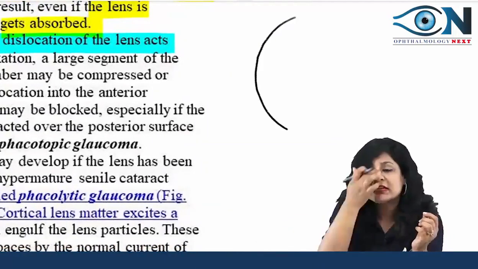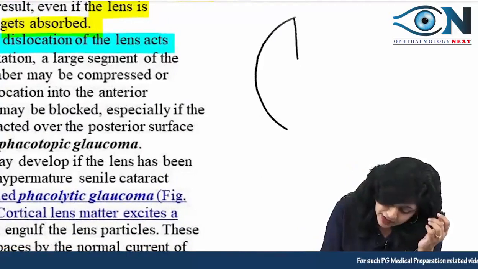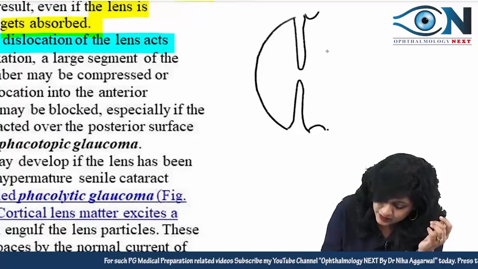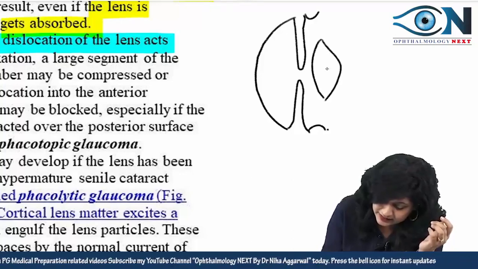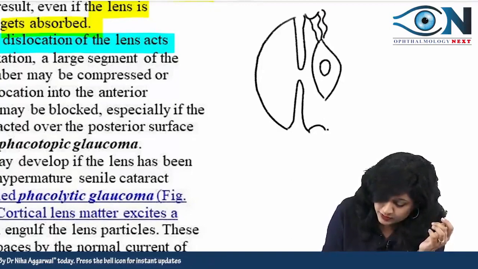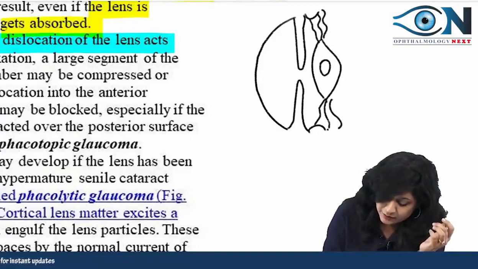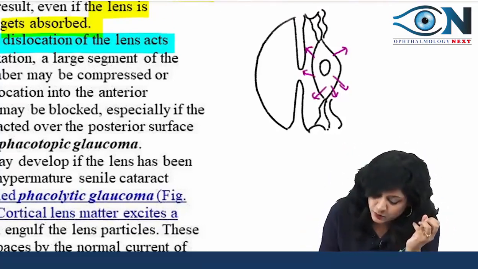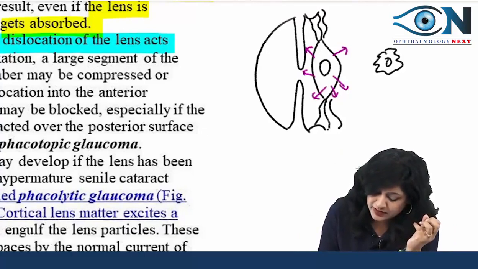Now let us assume another condition where I am having this iris here, we are having the ciliary body, and I am having this lens. This is the nucleus part. These are your zonules, something like this. Now, if I am having this disintegration of the cortex, the lens becomes very small and shrunken, something like this.